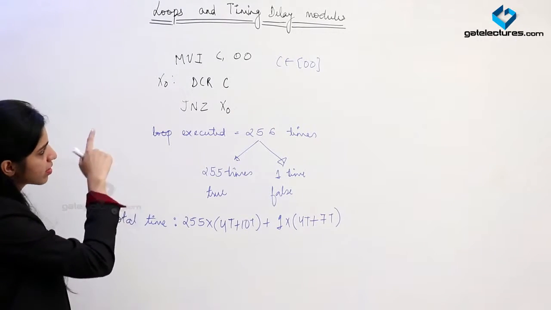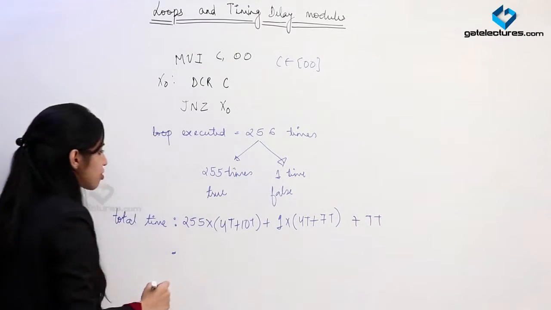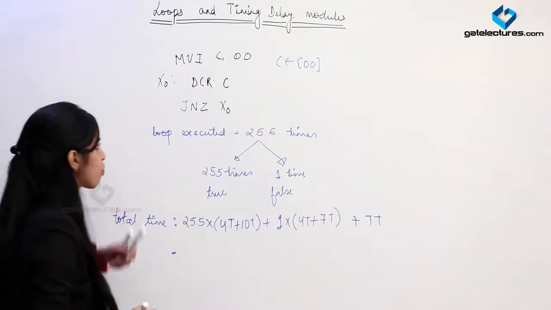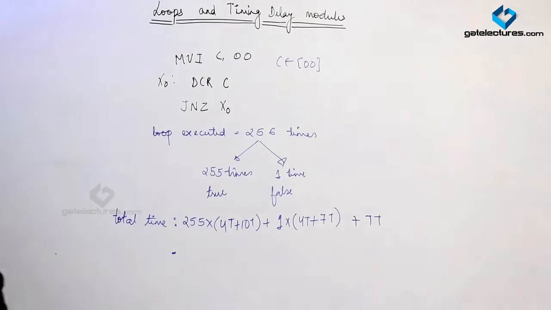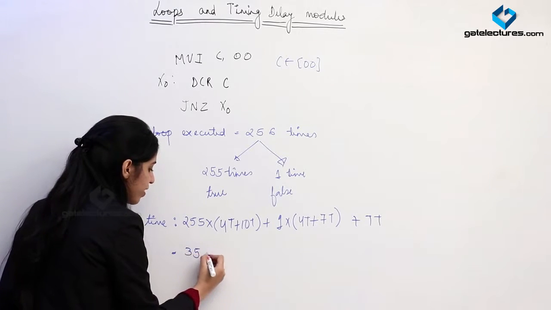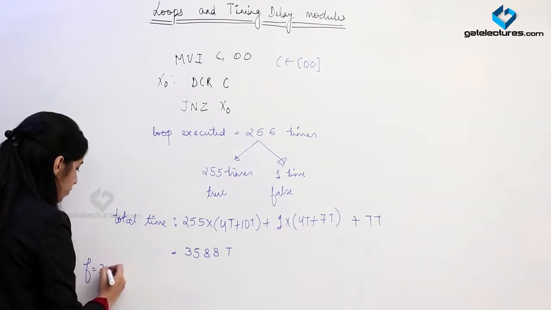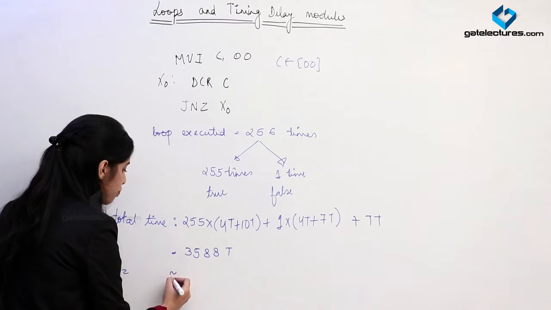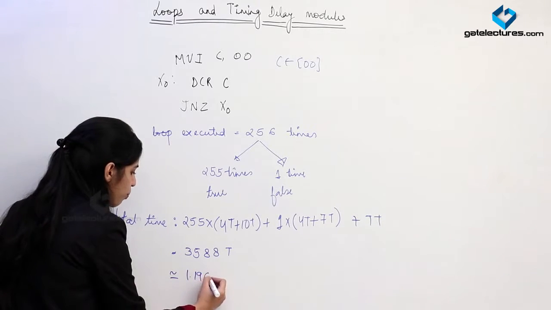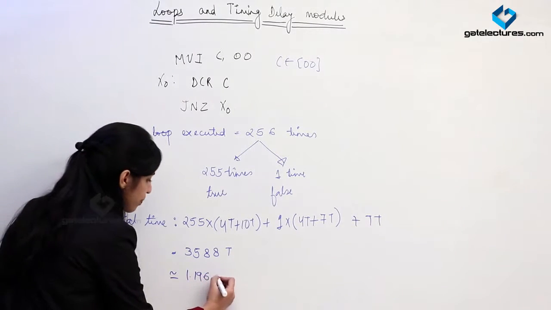and one more instruction we can see here is MVI C, 00, which is a 7 T states long instruction. So this is the total time required for this module, which if you calculate comes out to be a total of 3588 T states. Also all of you are aware that the frequency of 8085 is 3 megahertz. So this T is going to be 1/3 microsecond, which makes this a total of 1.196 milliseconds.